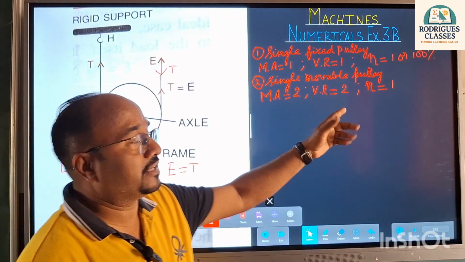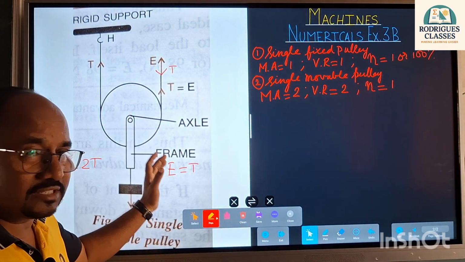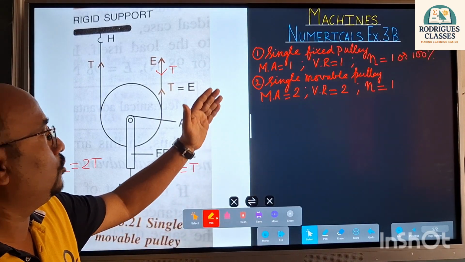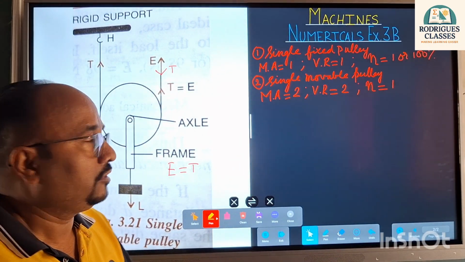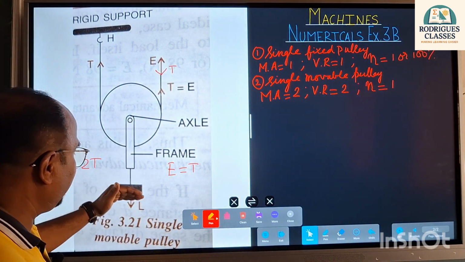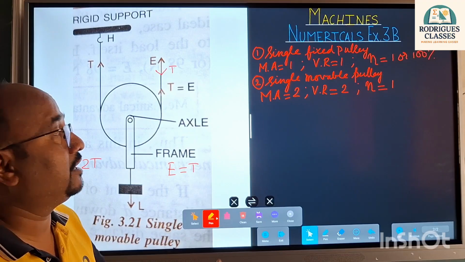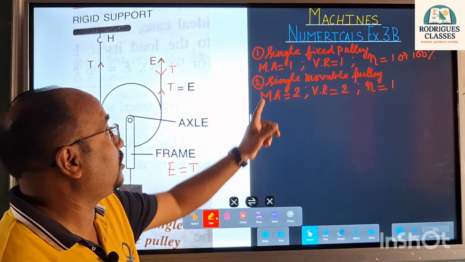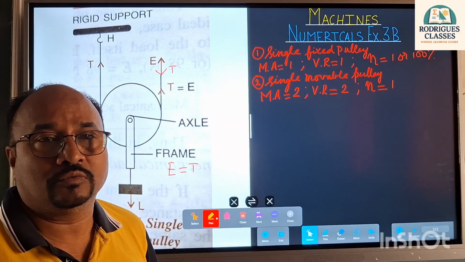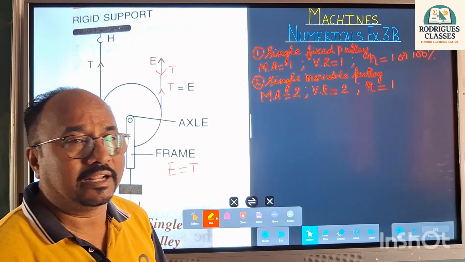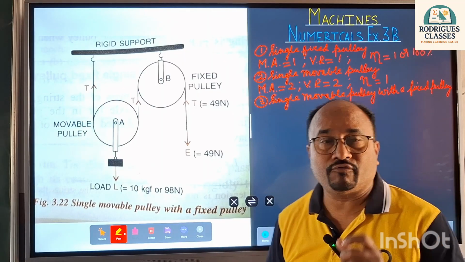So here also efficiency will come as 1, or you can write it as 100%. Again, I remind you this is an ideal condition. So if you are told a single movable pulley is given, you can take mechanical advantage as 2 and velocity ratio as 2. But if you are provided with the value of load and effort, you will calculate mechanical advantage with load by effort, and will not take 2, but velocity ratio will be taken as 2. Keep this in mind.